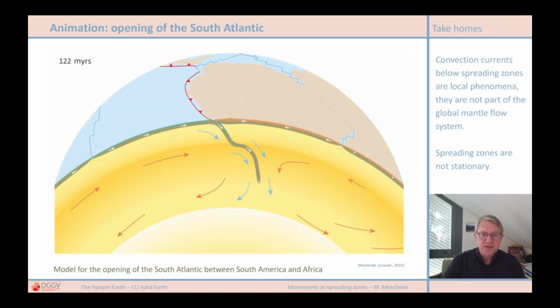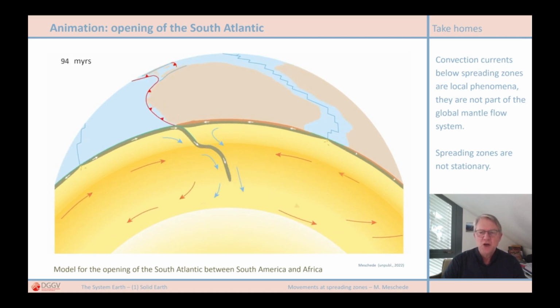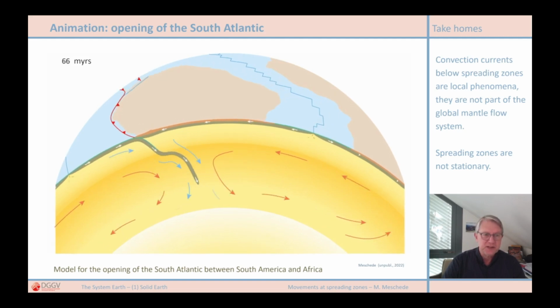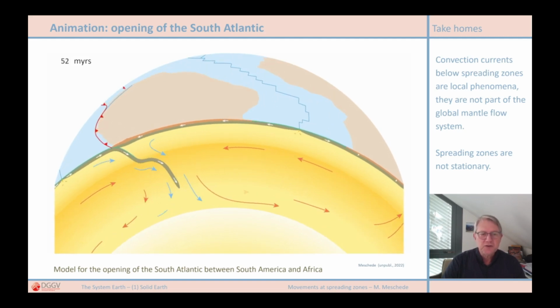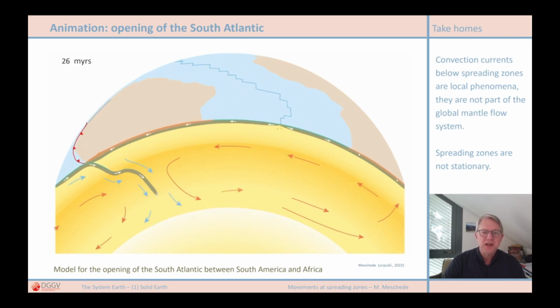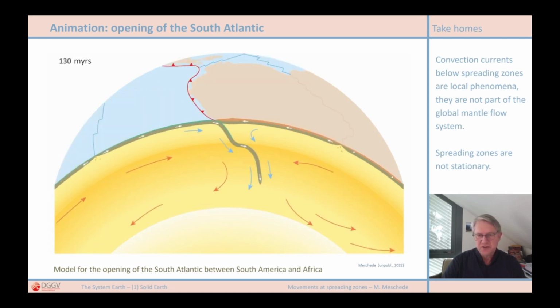If we were to stand on one side of the spreading zone, it doesn't matter which side, we could see that the other side is moving away from us by 2 centimeters. But with respect to the hotspot reference system, only the South American plate is moving while Africa remains roughly stationary and drifts just a little north.